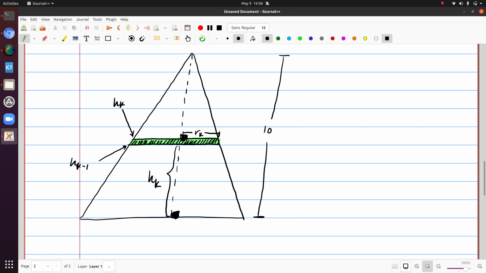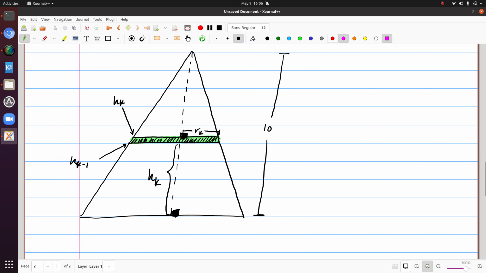So what I can start to take advantage of is the knowledge that I have two similar triangles. So let's try to, so this triangle here, the pink one, is similar to this blue one here. So let's think about why that's significant.